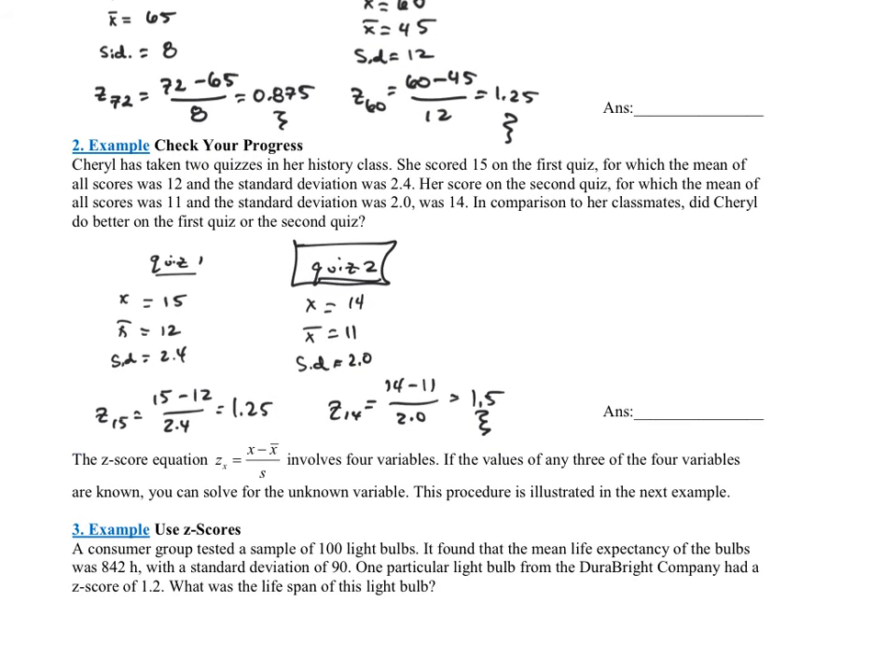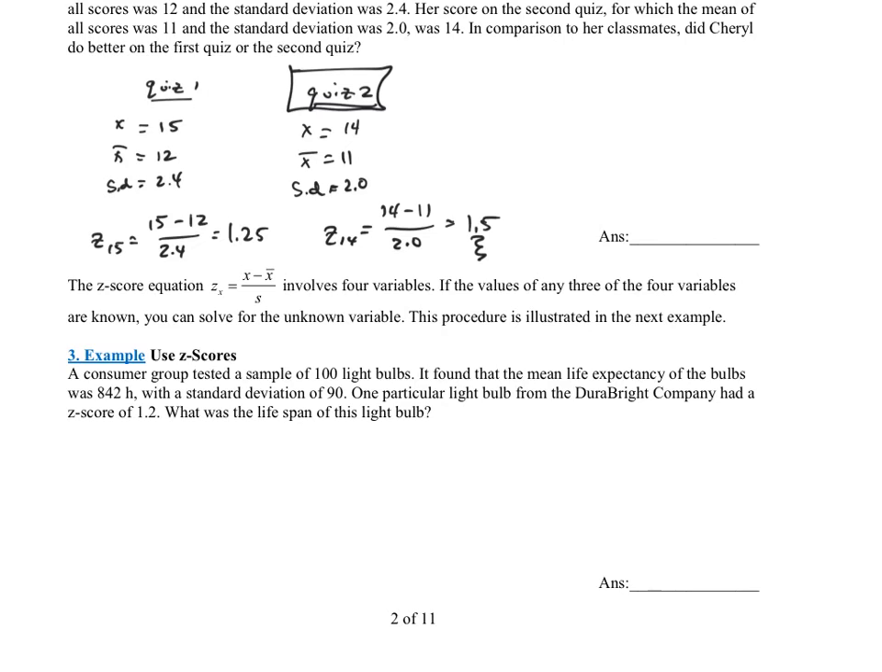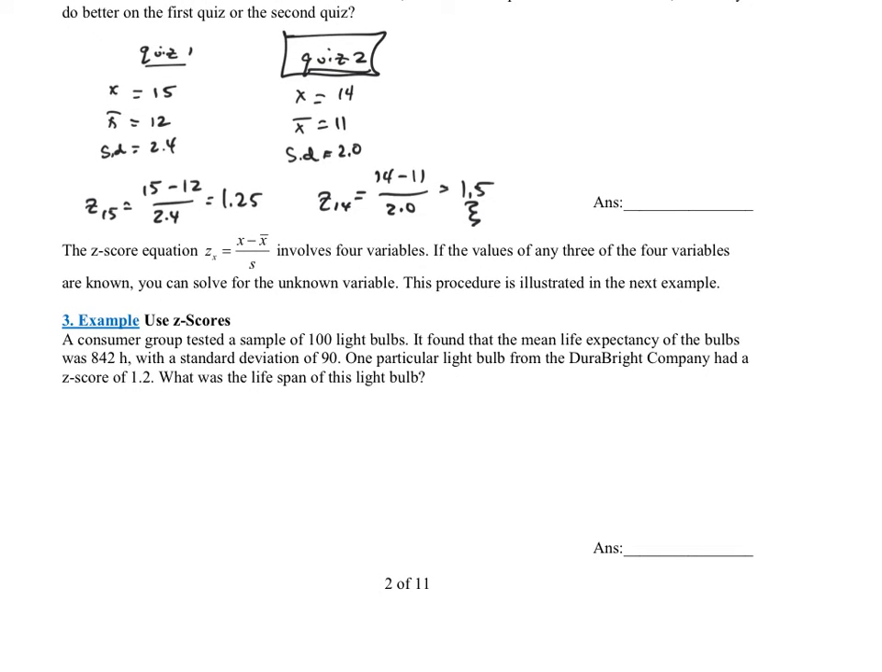So I hope that makes sense to you as to what the z-score is in this case. It is just relative position. It is not your individual score. It's how you did compared to everyone else. The z-score equation: z of x equals x minus x bar over s. That's data minus mean over standard deviation, and it involves 4 variables. So you've been calculating the z-scores. But the idea is if I give you 3 of those 4 things, the data, the mean, the standard deviation, and the z-score, you should be able to find the 4th variable. That's going to be illustrated in the next example.